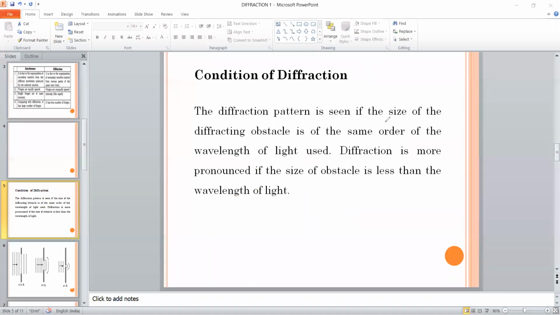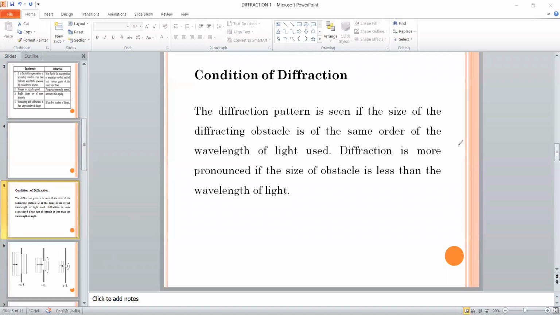So the main important point here is the size of the obstacle. The size of the obstacle is of the same order as the wavelength of light used. If the size of the obstacle is less than the wavelength of the light, then we cannot observe a clear diffraction pattern. Okay, that is the main condition for obtaining a good diffraction pattern.